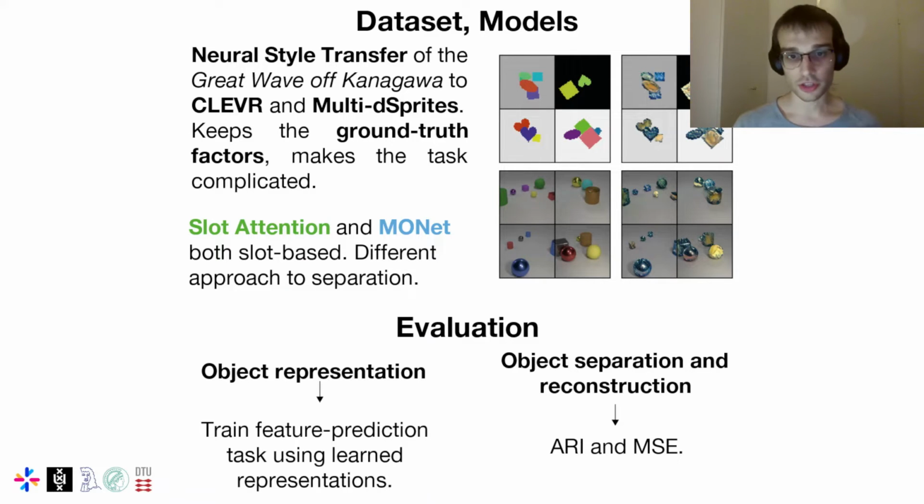We evaluate slot attention and MONet, which approach the separation of the objects differently and are very well known in the literature. MONet uses an attention module to find the shape of the objects and separately reconstruct their visual appearance. Instead, slot attention reconstructs both shape and visual appearance with a single module. We evaluate the representation quality and the ability of the models to separate and reconstruct the objects separately.